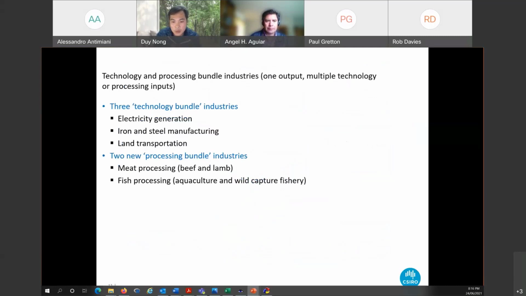When we have the new database, we also try to modify the production and consumption structure in the model to fit with the new database. Currently in the model, there is the technology bundle industry, that is one output but with multiple technology or processing inputs. In the previous version, it had 3 technology bundle industries: electricity, iron and steel manufacturing, and land transportation sector.